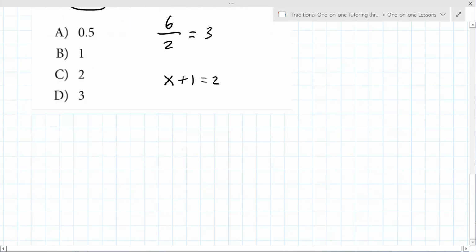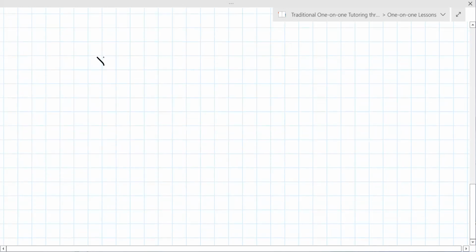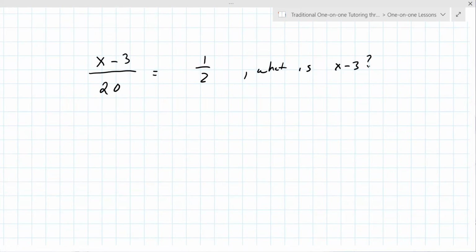Here's an analogous problem. Doesn't really matter what it is. x minus 3 over 20 equals 1/2. What is x minus 3? It would have to equal 10 then. Yeah. Okay, that makes sense. Occasionally you can grab something out of the problem that helps you to do it much more quickly, and that's what we're trying to talk about today.